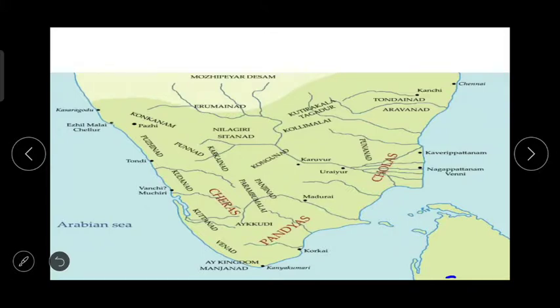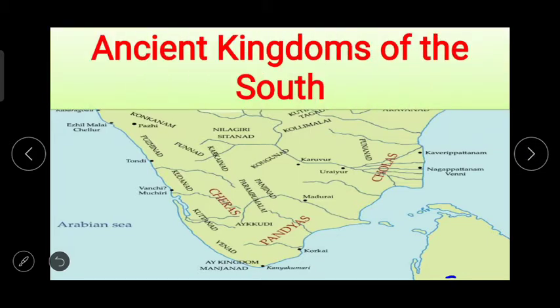My dear students, today in our standard 6 history, we'll be learning the topic Ancient Kingdoms of the South. And on the screen, you can see one map on which you can see the direction north and south, and by this you can easily understand what we are going to study in this topic when we say ancient kingdoms of the south.